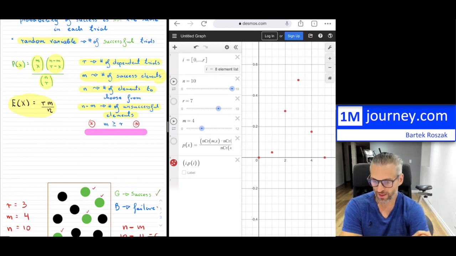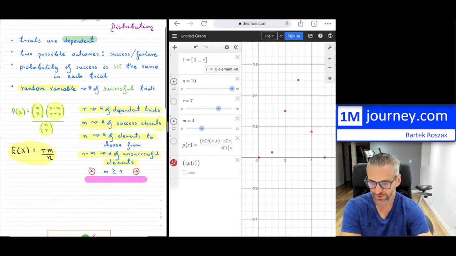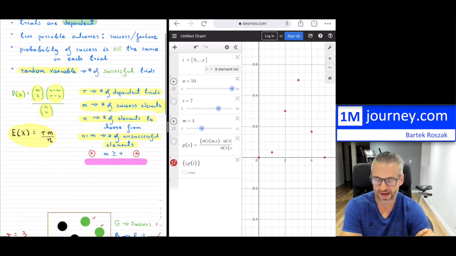Okay, so that's the hypergeometric distribution, and you can graph it. You can take on numerous examples, and I hope that you found this semi-useful in terms of an introduction.